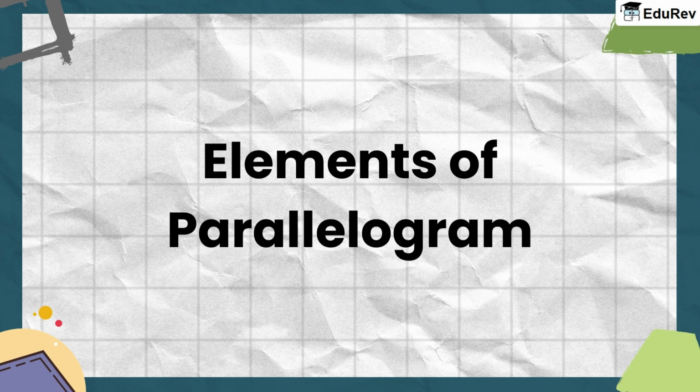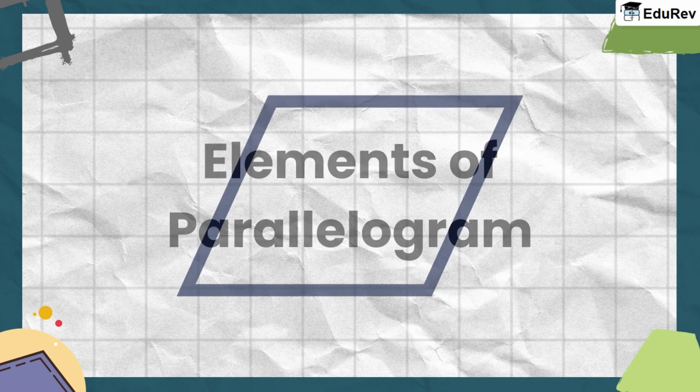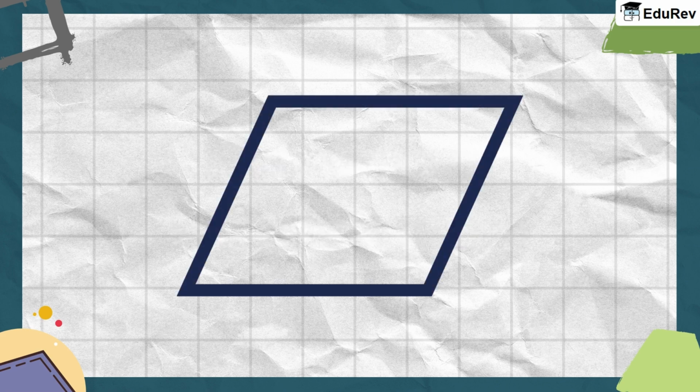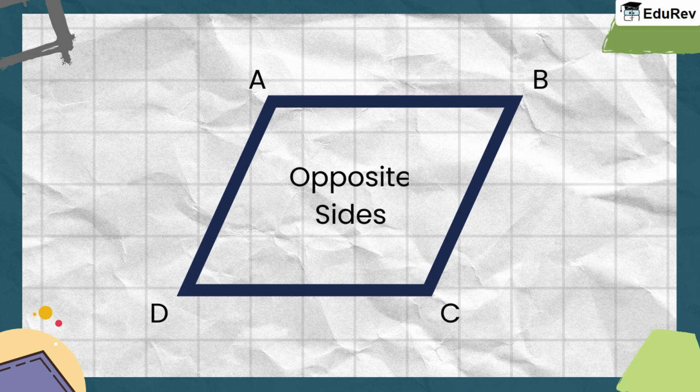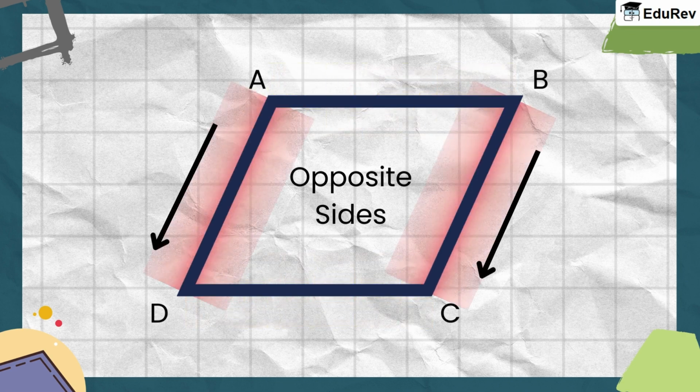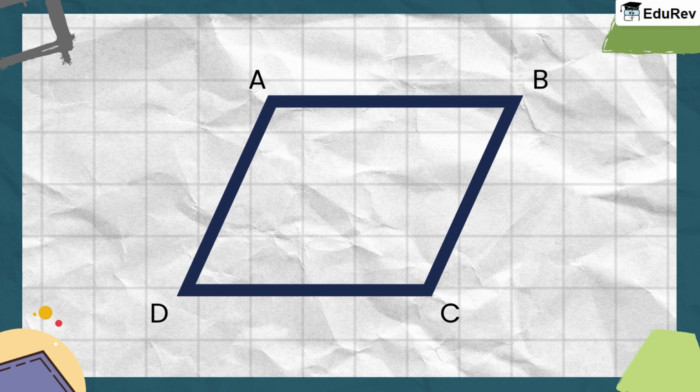Now, let's dive deeper into parallelograms. Elements of parallelograms. Let us mark the vertices A, B, C, and D. First is the opposite sides. We have two pairs of opposite sides, AB, DC, and AD, BC. Next is the opposite angles. Can you guess which ones are the opposite angles? Yes, you're right. We have two pairs of this as well, angle A, angle C, and angle B, angle D.